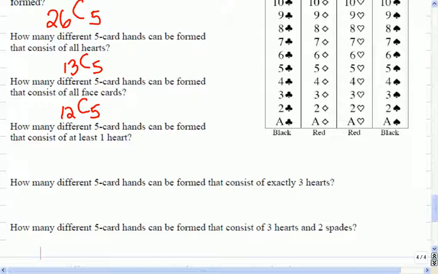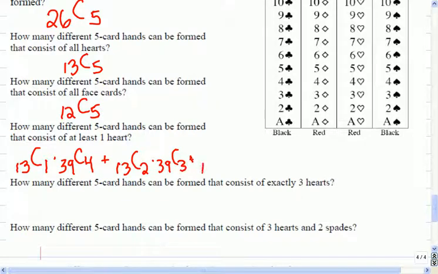Remember, when you get stumped, use common sense. 52 C4? Oh, never mind. Tell me a scenario. What's one scenario? When you have 4 diamonds and 1 heart. Okay, 4 non-hearts, 1 heart. What else could you have? All non-hearts. 3 non-hearts, 2 hearts. So if we added them all up, there are 13 hearts and I'm going to pick 1, and 39 which are not hearts, to choose the other 4 cards. Or 13 hearts, choose 2, 39, choose 3, or 13, choose 3.